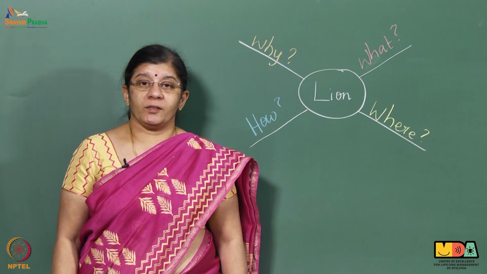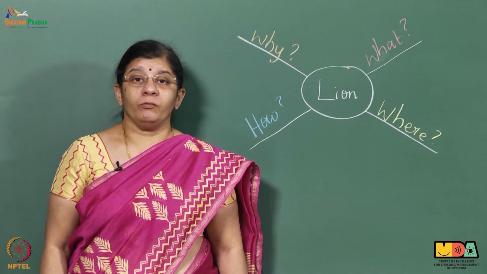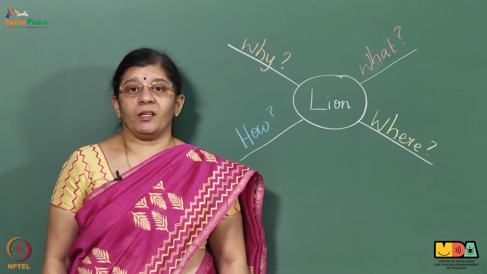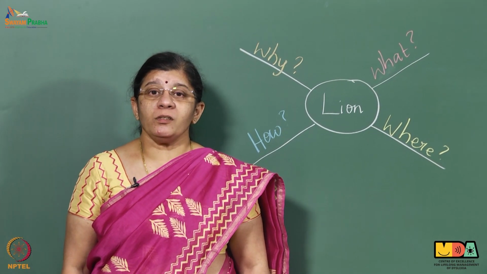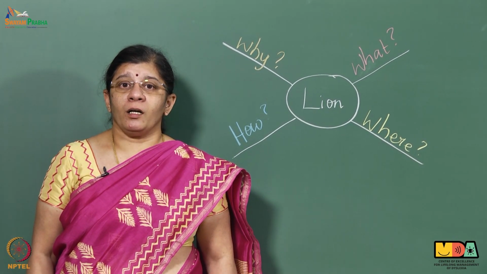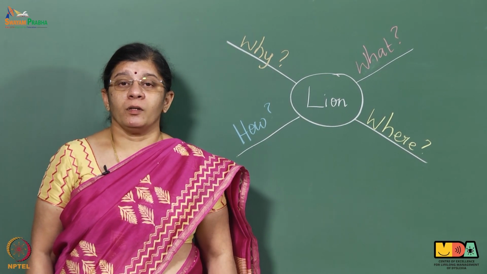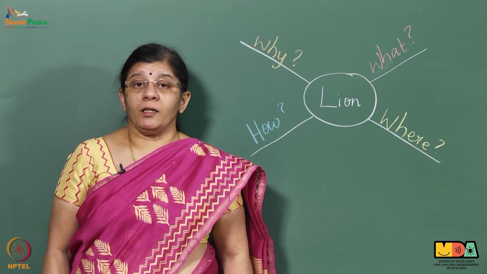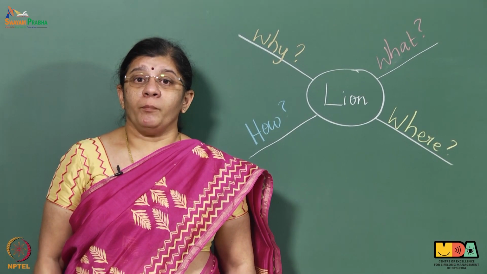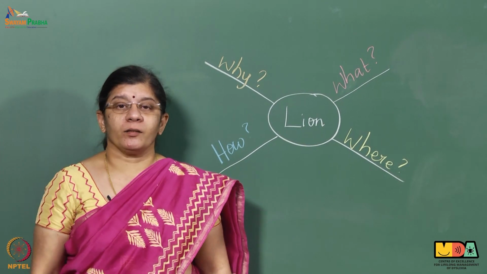Let us use this strategy of web to write a simple paragraph on lion in points. The topic is taken in the center. The questions are written on the arms, questions are asked and the answers are got and written around the various arms. Now, let us see how we are going to question and get the answers and make a simple paragraph about lion. What is a lion?